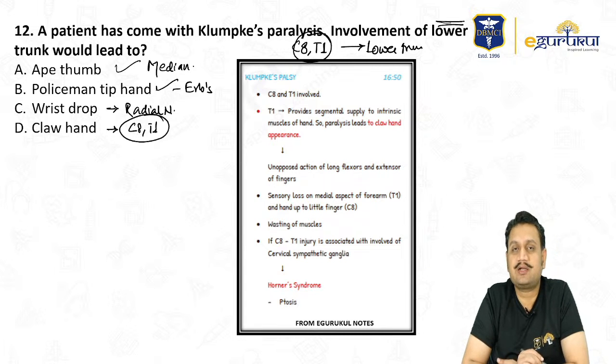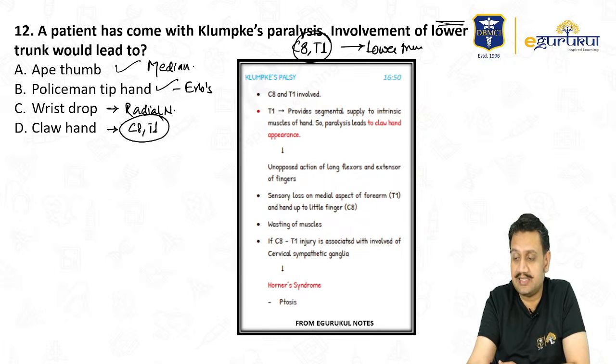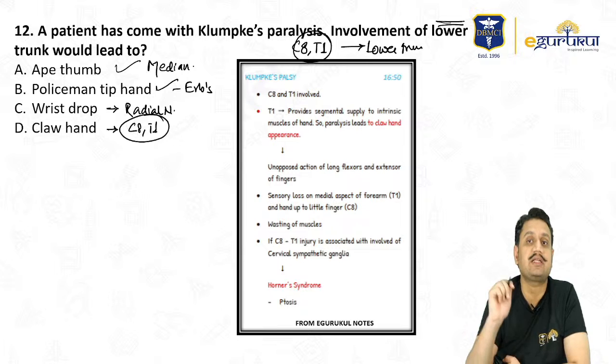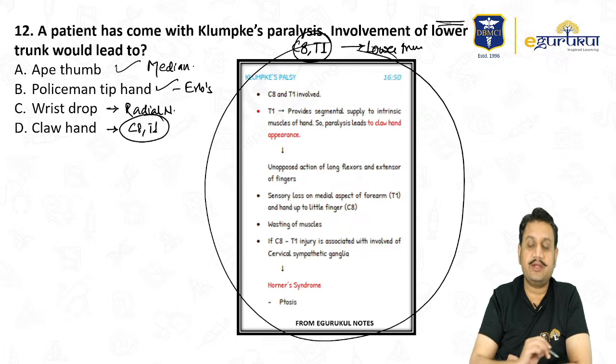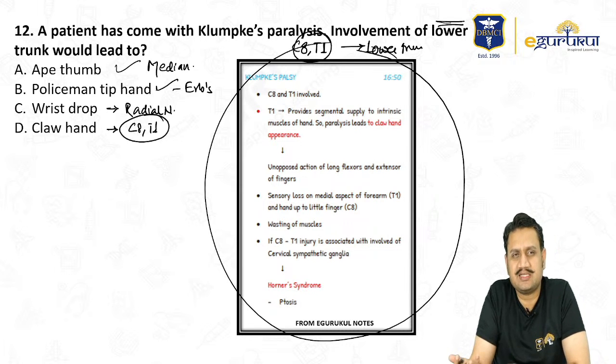Complete claw hand is only seen when there is a Klumpke's palsy, or when the ulnar and the median nerve both have been injured at the wrist area. Then only it is seen. Okay, so that is a Klumpke case, again a screenshot from the eGurukul notes. So all the questions were basics and simple.